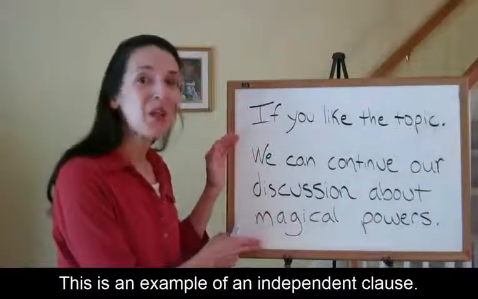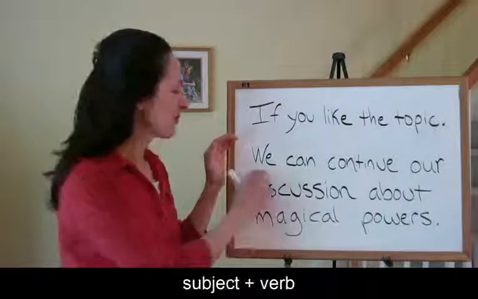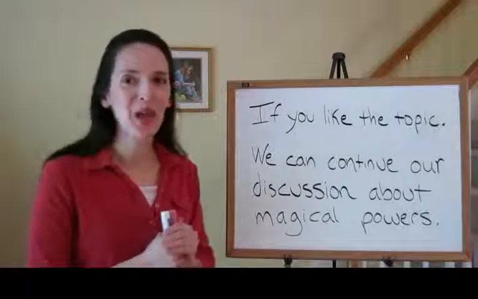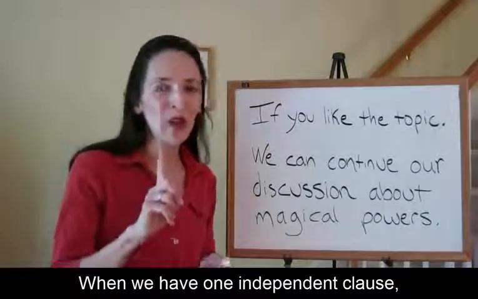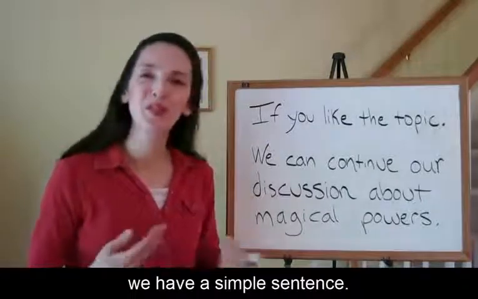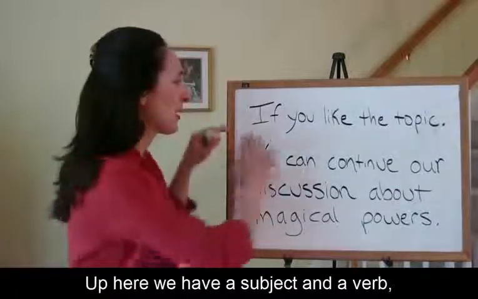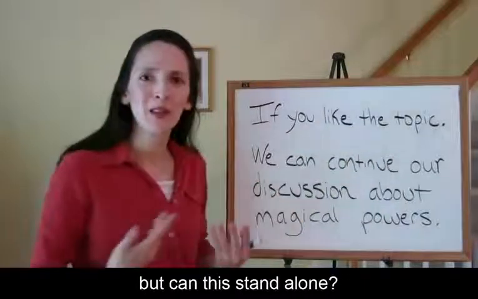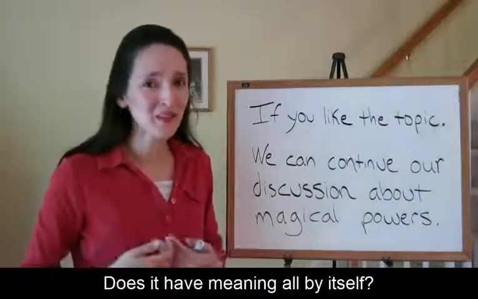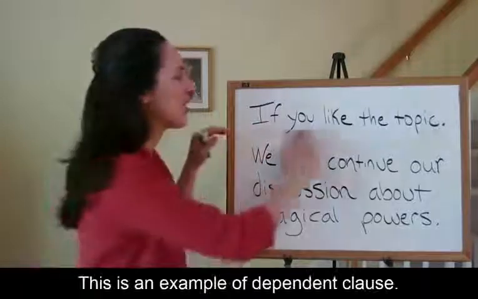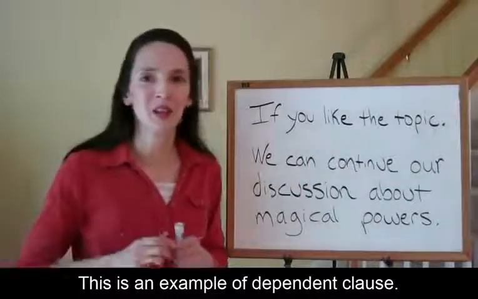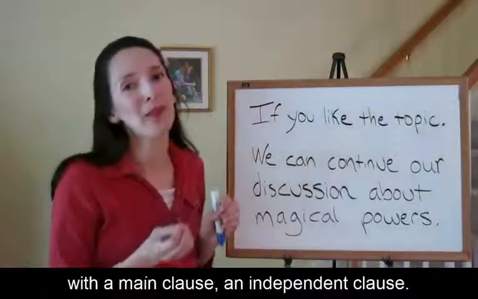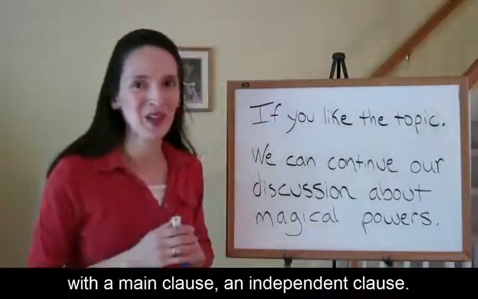This is an example of an independent clause. Subject, verb. We can continue our discussion about magical powers. When we have one independent clause, we have a simple sentence. Up here, we have a subject and a verb, but can this stand alone? Does it have meaning all by itself? No. This is an example of a dependent clause. It has meaning only when we join it together with a main clause, an independent clause.